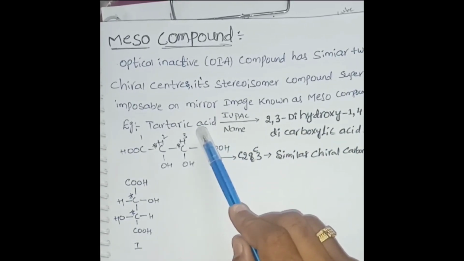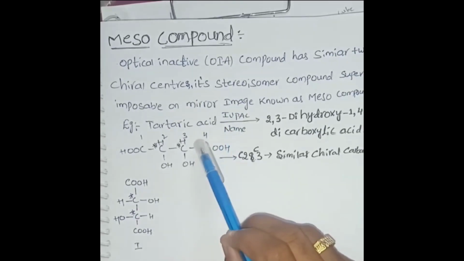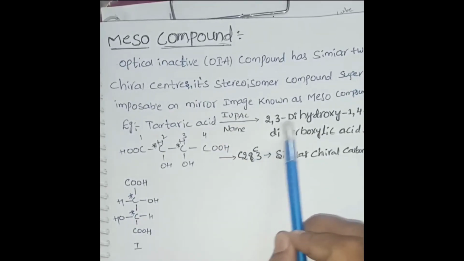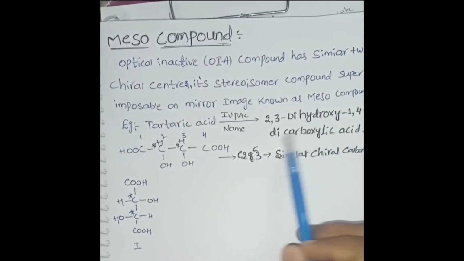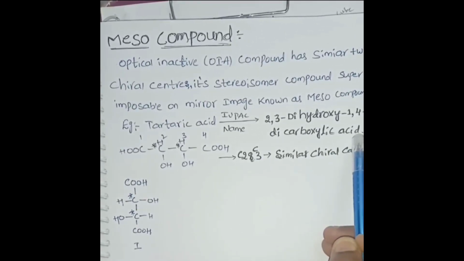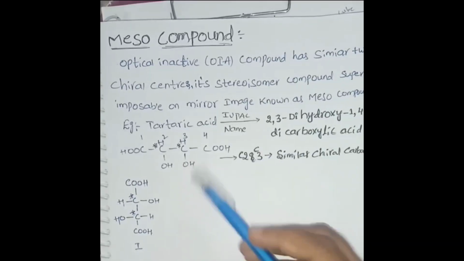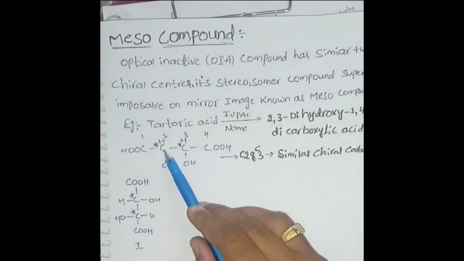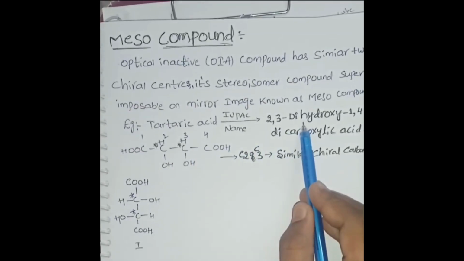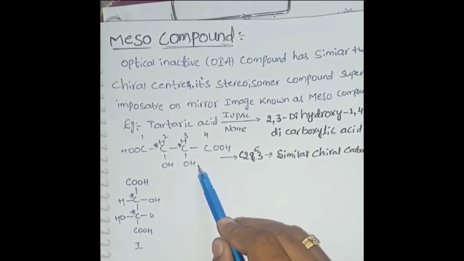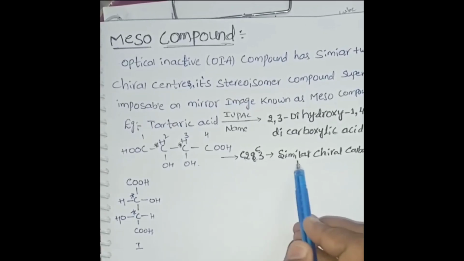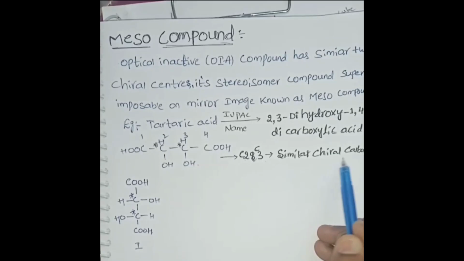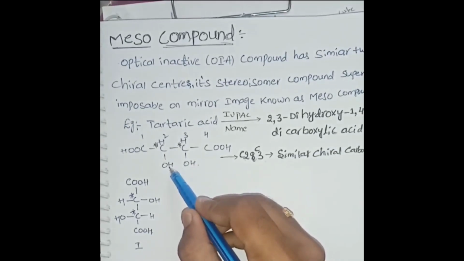The example we have taken for explanation of the meso compound is tartaric acid. The IUPAC name of tartaric acid is 2,3-dihydroxybutane-1,4-dioic acid. So at the 1 and 4 positions carboxylic acids are present. At the second and third positions two hydroxyl groups are present. So C2 and C3 in this tartaric acid are similar chiral centers. Why are they similar?